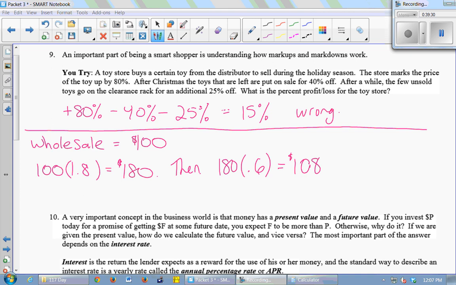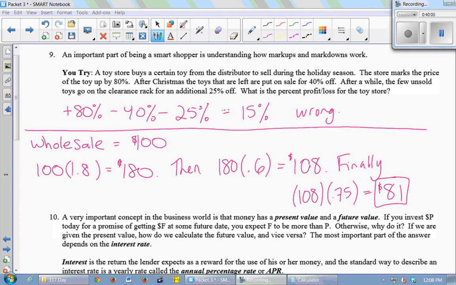And then after a while, the few unsold toys go on the clearance rack for an additional 25% off, right? So finally, we have our $108, and it's going to go on sale for 25% off. So if it's 25% off, what percentage are you paying? 0.75, right? So I can multiply 108 by 0.75, and that comes out to $81. So this is the final price that they sell it for.